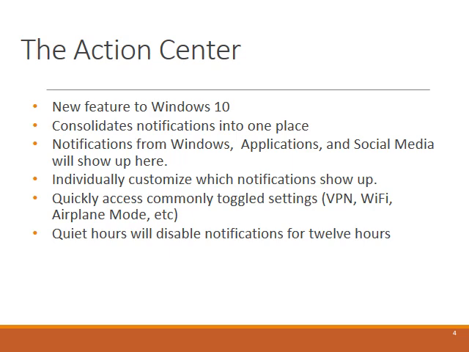The notifications from Windows, applications, and social media will show up here, so that's important. Windows notifications will show up there instead of in little bubbles like in previous versions of Windows. You can individually customize which notifications show up, so you don't have notification overload. I've definitely run into that before. So you can turn some notifications on or off depending on what you want. You can quickly access commonly toggled settings like VPN, Wi-Fi, and airplane mode through those action buttons that we looked at in the previous slide.